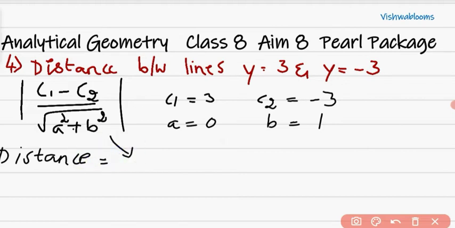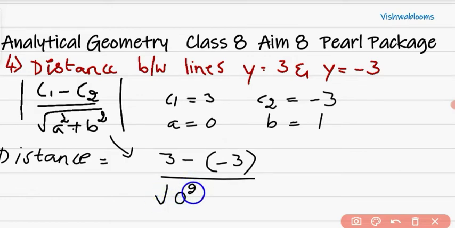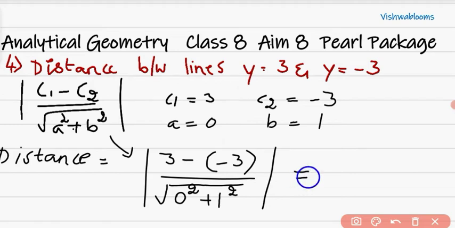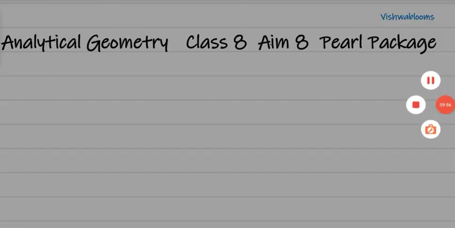Now c1 is 3 minus c2 which is minus 3, right? When it is in modulus, whatever is happening, no issue. 3 plus 3 is 6 only. Now root over a square, which is 0 square, plus b square, which is 1 square, all in modulus. Now 3 plus 3 is 6 divided by 1. So 6 is the answer, option C.